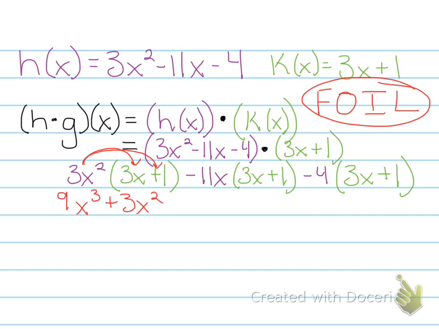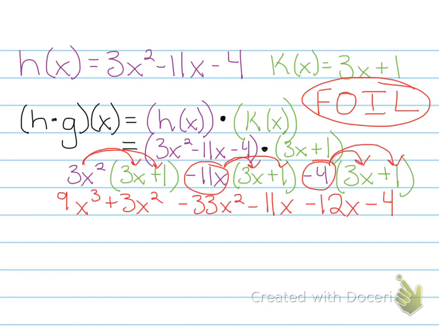So I'm going to distribute 3x squared with the 3x plus 1, get 9x cubed plus 3x squared, a negative 11x. Don't forget to take the negative with that. The minus sign always follows the number that's right behind it. So I'm going to multiply negative 11x times 3x, which is negative 33x squared. Negative 11x times 1 is negative 11x. Duh. And then same thing for the negative 4. Don't forget to take the negative. Negative 4 times 3 is negative 12x. Negative 4 times 1 is minus 4.